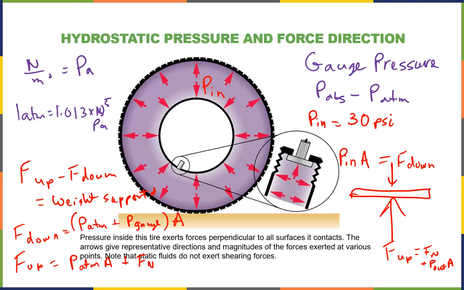Actually, no, those do equal 0. I did draw it all right. I didn't skip a force. So if you look at this, atmospheric pressure is in both the up and the down. And so the force up minus force down is going to be atmospheric pressure times A plus the normal force, minus atmospheric pressure times A, minus gauge pressure times A.